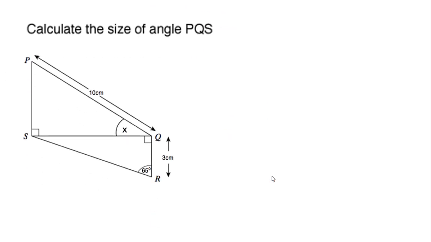So today's question is calculate the size of angle PQS. Now, if you see here, we have a PQS. The angle, when it says PQS, means that the one that is in the center is the one that you will find the angle for. So we have Q, and they've already mentioned this as X.